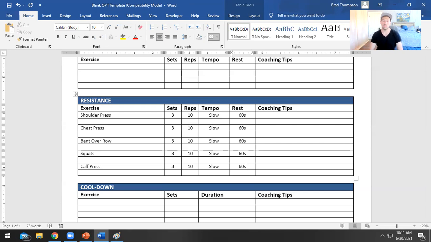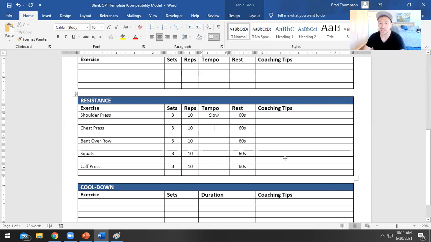If I mean a slow tempo, I'm probably just going to describe to my client, in your shoulder press, I want it to look something kind of like this, right? You're going to push, and then you're going to hold for just a second, and then you're just going to bring it down nice and slow. Push, hold for a second, bring it down nice and slow. But we want to be a little bit more technical about how we describe this.